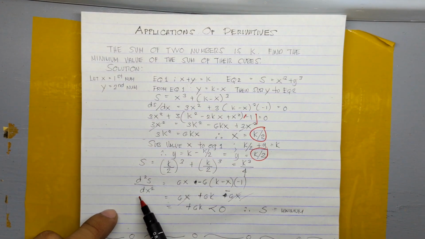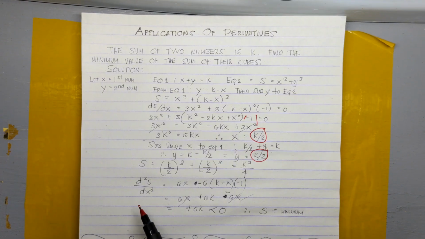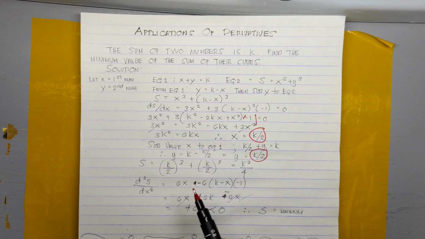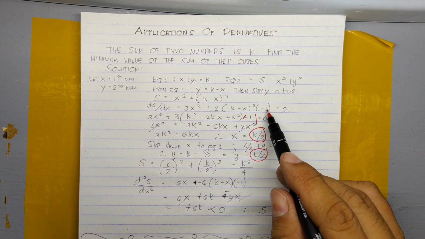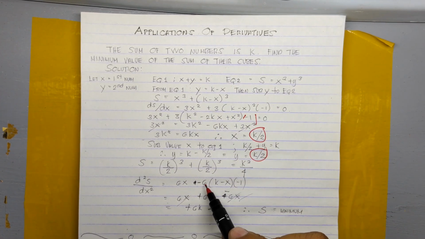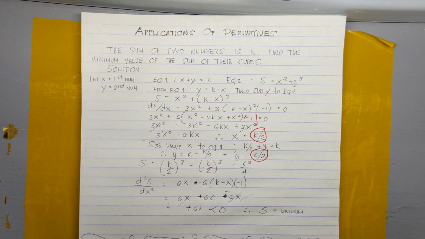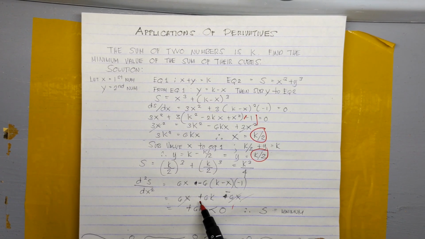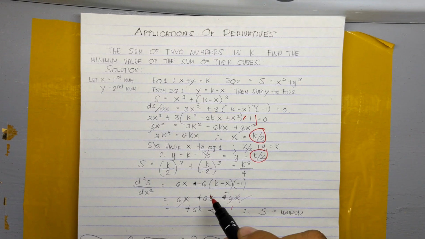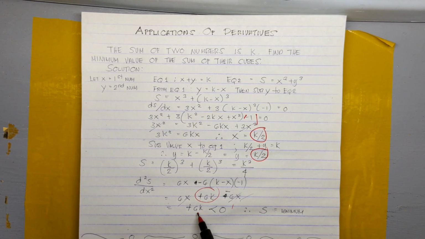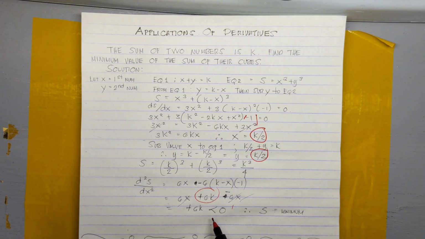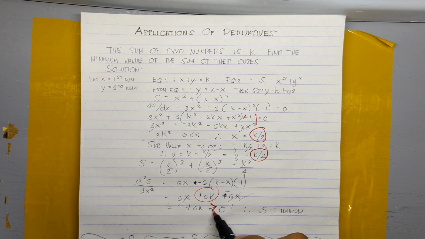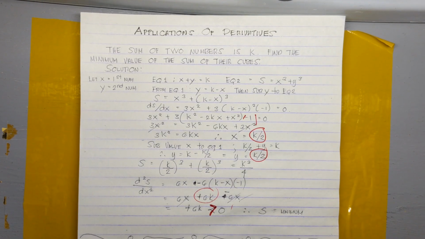Now to prove that this value is the minimum value, we derive again. The second derivative of s with respect to x is equal to the derivative of 3k squared minus 6kx plus 3x squared, that is 6x, minus 2 times 3, that will be minus 6 times (k minus x) times negative 1. So we simplify this: 6x plus 6k minus 6x. Therefore the second derivative is 6k, which is greater than 0. Therefore s is a minimum.